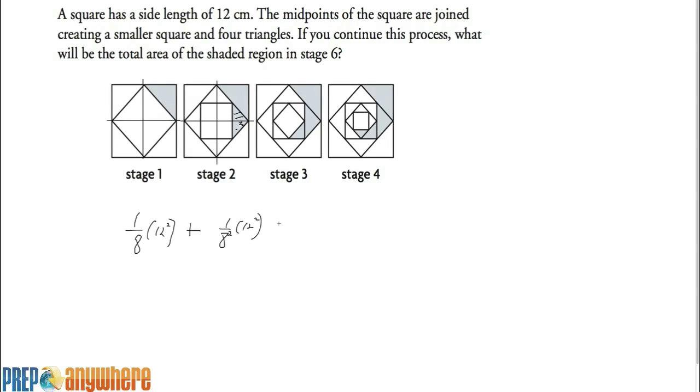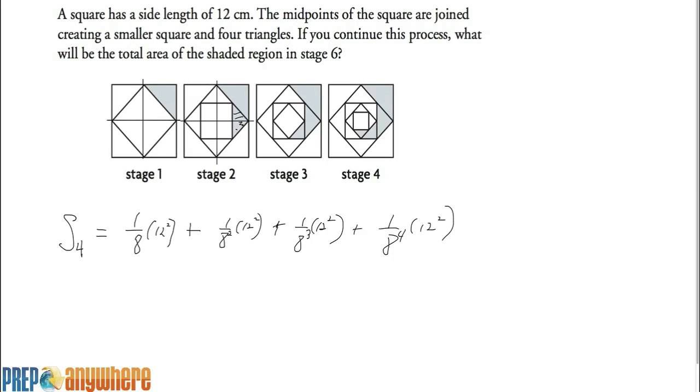Okay. In stage 3, it's going to be 1/8 cubed of 12 squared. And there's a pattern. 1/8 to the power of 4, 12 squared. Okay, so this is stage 4. So I'm going to say stage 4, if you are to add up all the way up to stage 4, the answer will be this.